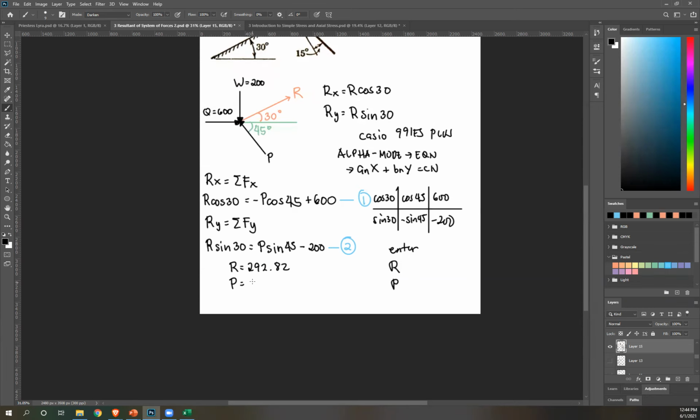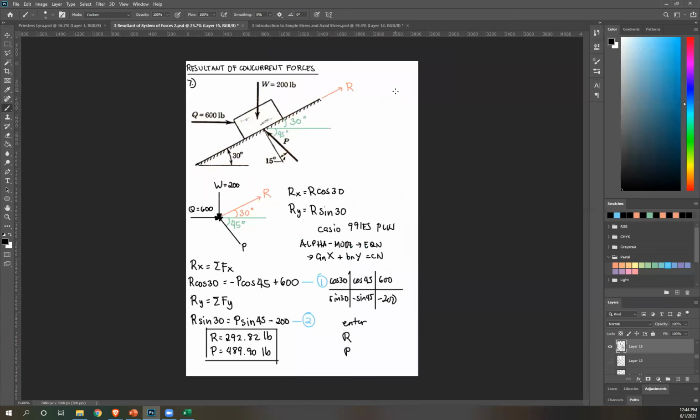489.90 pounds. Don't forget the unit. So there. That's how to make your computations faster. Try to use your calculator techniques. And that's your R and P. Any questions for number 7? Please answer in the chat.